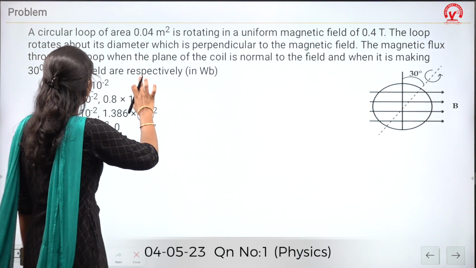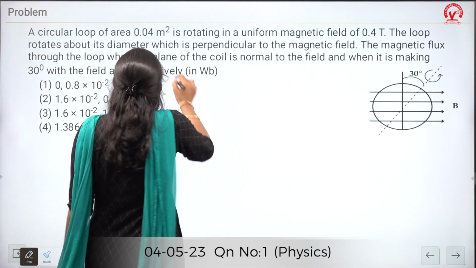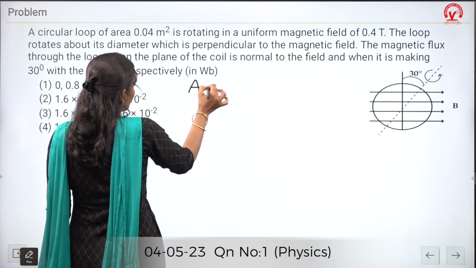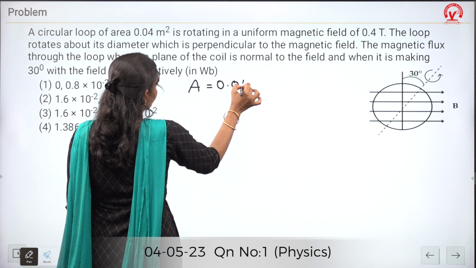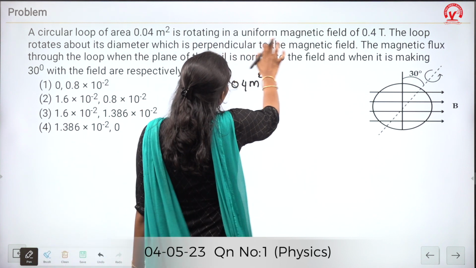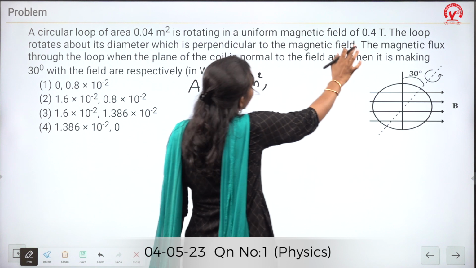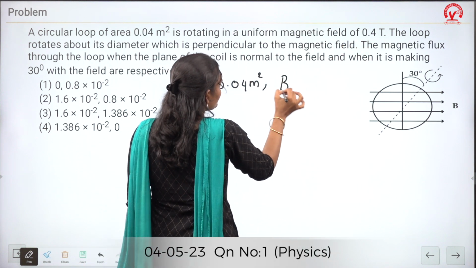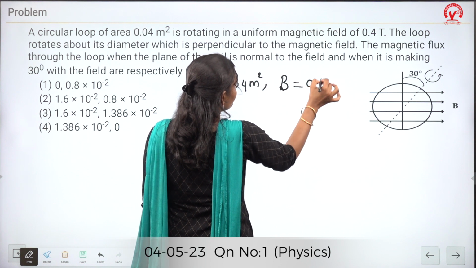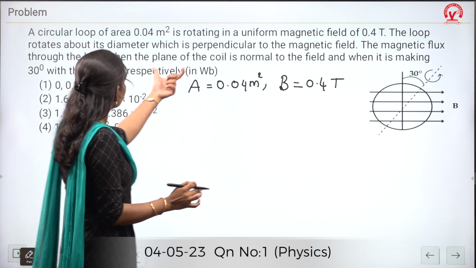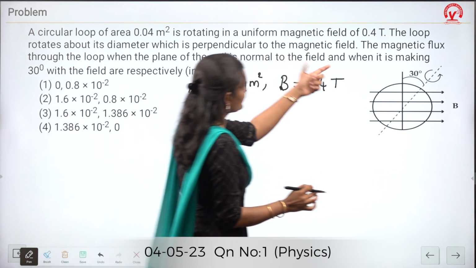A circular loop of area 0.04 meter square. So they have given the area as 0.04 meter square. And it is rotating in a uniform magnetic field of 0.4 Tesla. So the given value of magnetic field is 0.4 Tesla. The loop rotates about its diameter, which is perpendicular to the magnetic field.